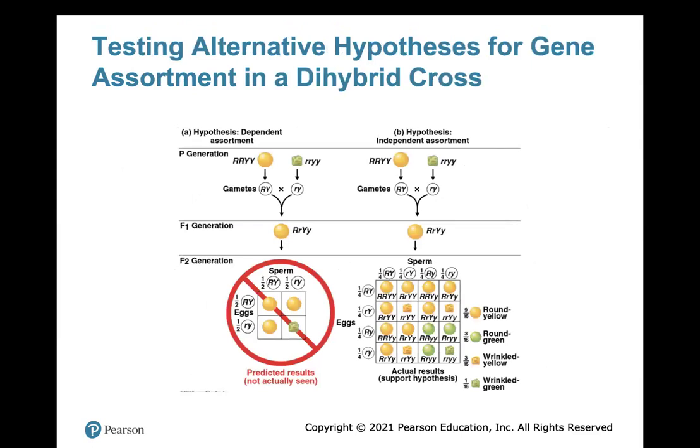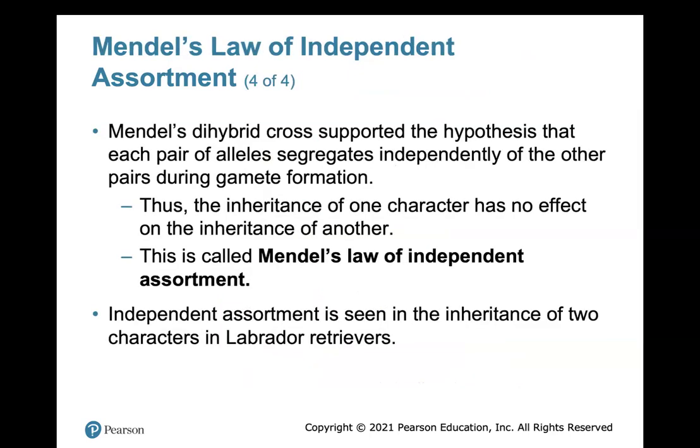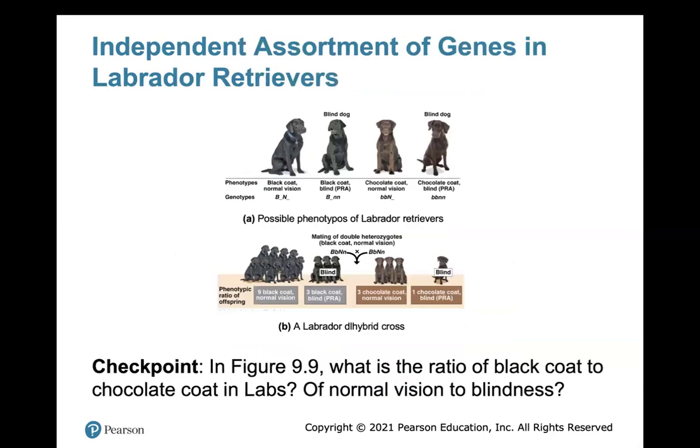All right, so moving a little bit forward, basically what he's doing now is he's testing these alternative hypotheses for gene assortment in a dihybrid cross. So he's getting the gametes to produce the F1 generation, and in the F2 generation, then he has to make a Punnett square of all possible offspring. Mendel's dihybrid cross supported the hypothesis that each pair of alleles will segregate independently of the other pairs during gamete formation, and thus the inheritance of one character will have no effect on the inheritance of another. And this is called Mendel's law of independent assortment.